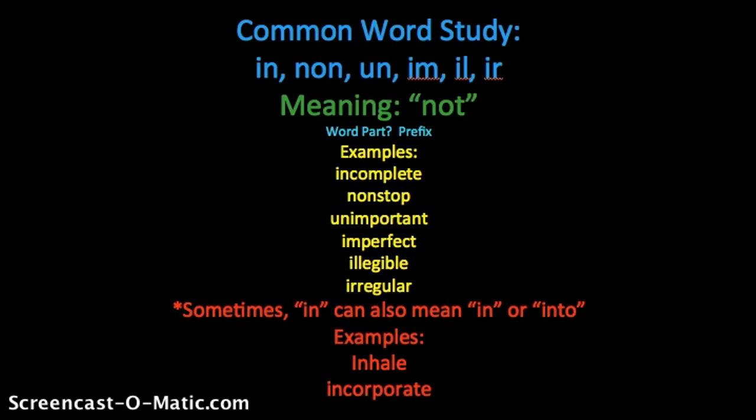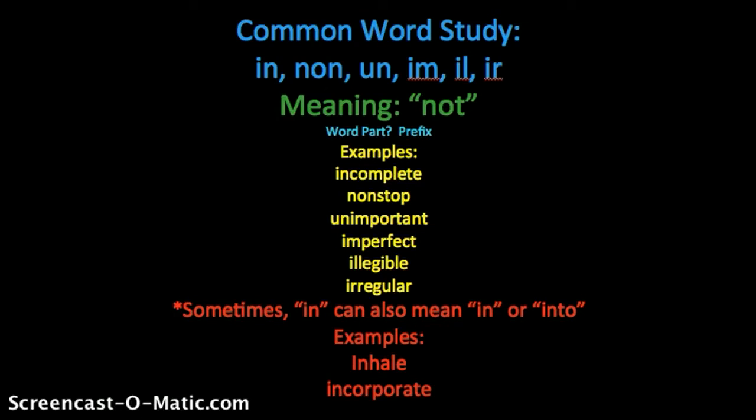Imperfect. If something is imperfect, it means it's not perfect. It has flaws, it has imperfections. It's just not in its perfect state. I know you've studied sometimes improper fractions. That means they're not proper. Usually the numerator is larger than the denominator, and that would be not proper. Improper. So the word imperfect means not perfect.